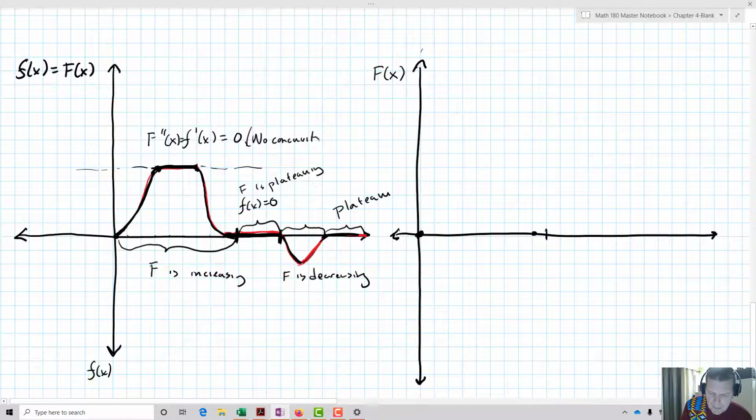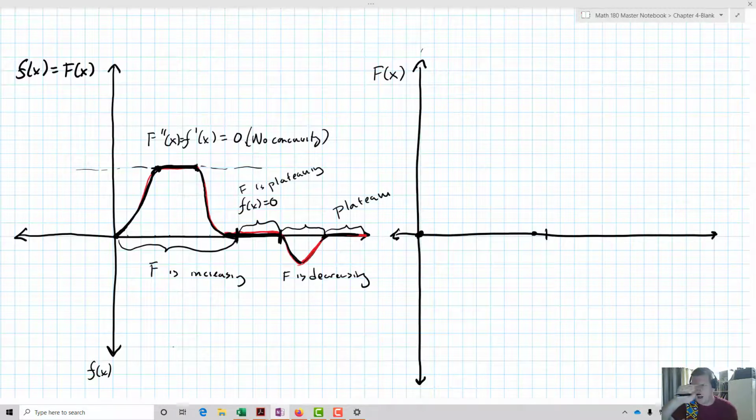Right? It would be an inflection point if it was just a point, but it's not. Okay? It's not just a point. Right? Instead, it's entirely a place where there's no concavity over an interval, and so it's not just an inflection point. It's actually kind of like a big plateau.